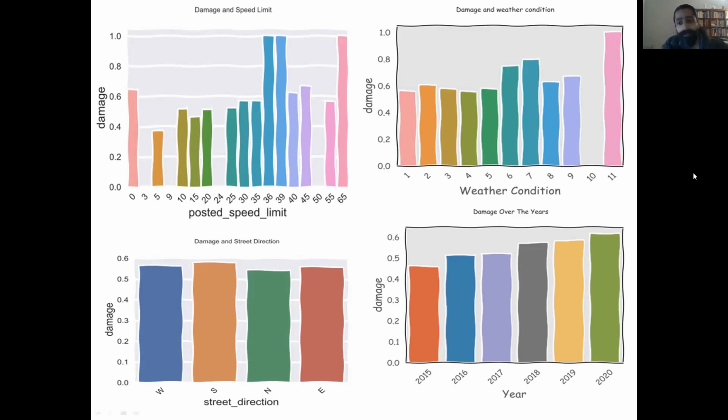But otherwise, when it was windy or when there were special storms, the damages were on the higher side. The direction did not matter much; when cars were moving in different directions, there was not much difference. The car crash still happened. But the cost of the crash has been increasing over the past 5 years. There is a steady increase that we can see.